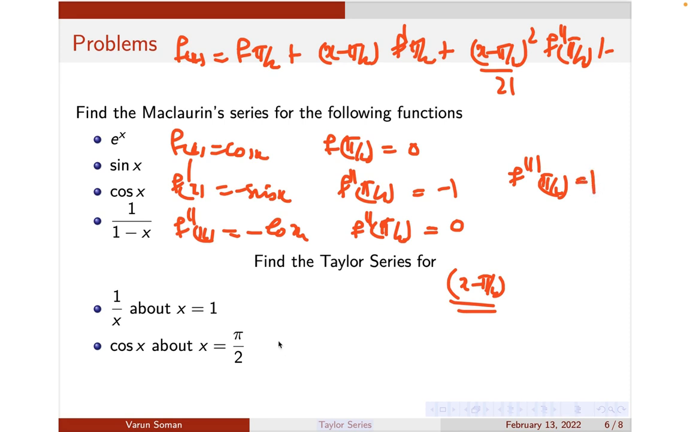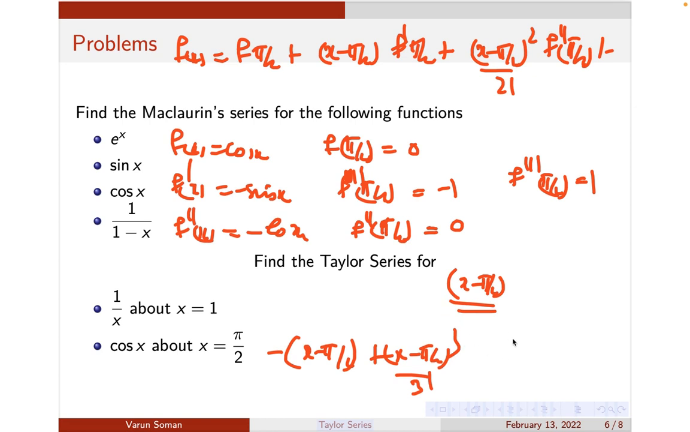So the expansion would be: f of pi by 2 is 0, so that term vanishes. Then x minus pi by 2 into f dash of pi by 2, which is minus 1, so minus (x minus pi by 2). Then (x minus pi by 2) the whole square by 2 factorial into f double dash of pi by 2, which is again 0. Then f triple dash of pi by 2 is 1, so you'll have plus (x minus pi by 2) the whole cube by 3 factorial. Okay, so it will go on like this.